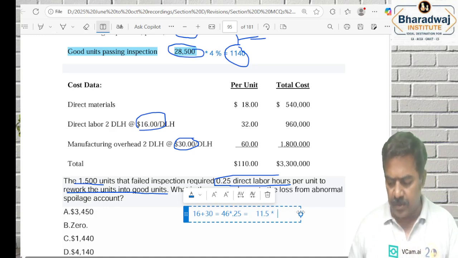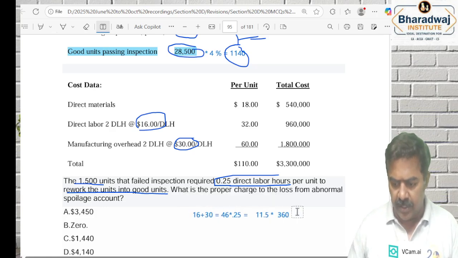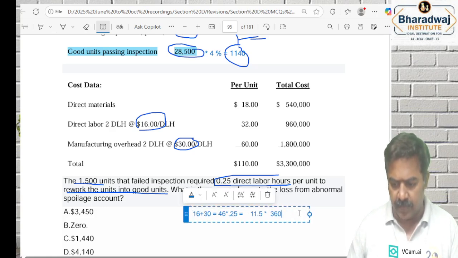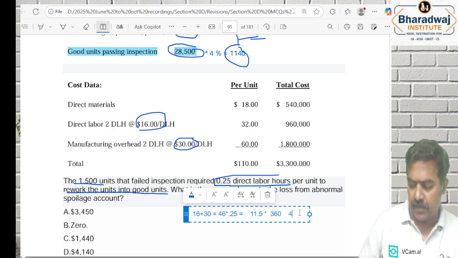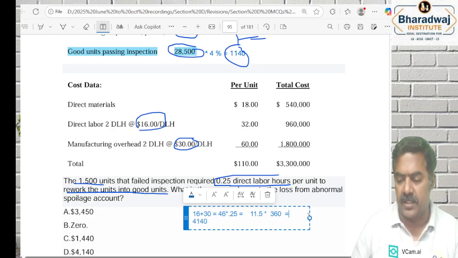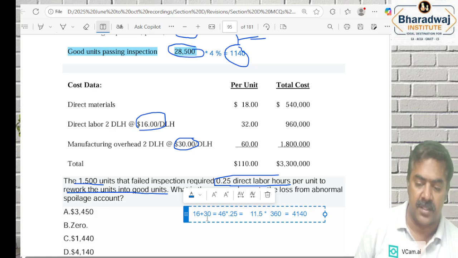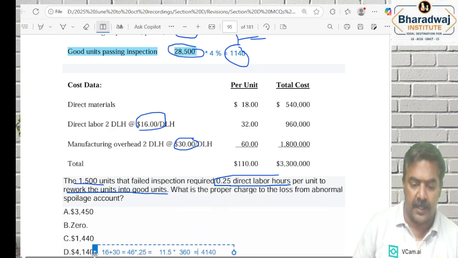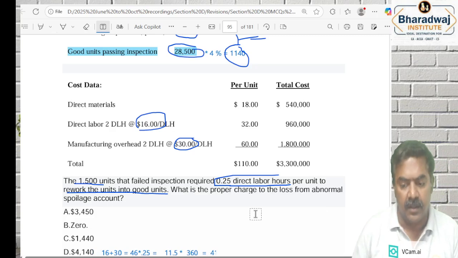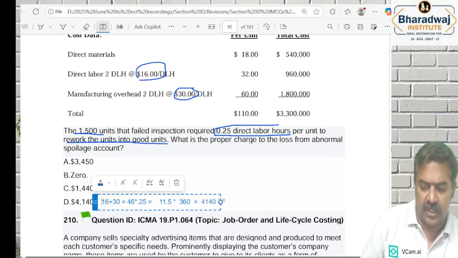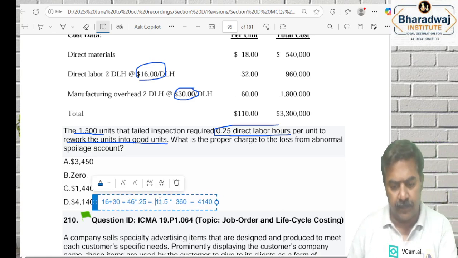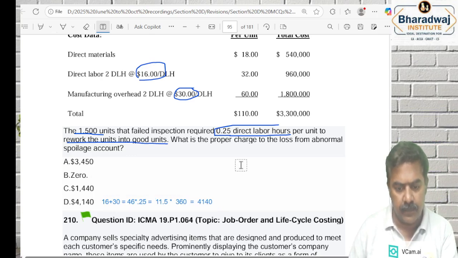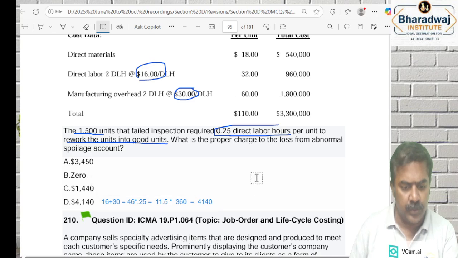46 into 0.25 labor hour is 11.5 per unit into abnormal defectives. What is abnormal defectives? 360. That will be charged to the P&L account, the income statement. 11.5 into 360 gives 4,140. So it's a defective rectification cost. The reason is abnormal cost should not be borne by the customer. Abnormal cost should be borne by the company, so it will be charged to P&L.